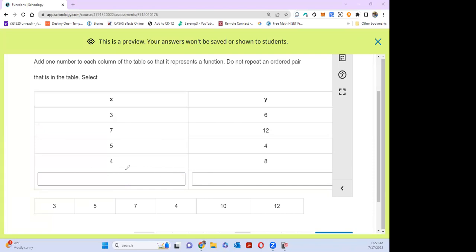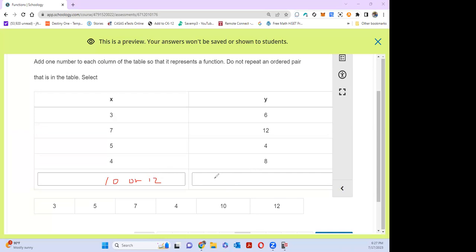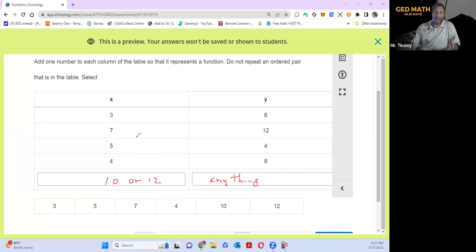10 or 12. Well, you could put 10 or 12. You could put any number. How do you know that? Because remember, for every X, there's only one Y. Since 3 is already taken, it can't be a 3. It can't be a 7. It can't be a 5. It can't be a 4. This is why Sharon said you could put 10 or 12 there. Not both of them, one or the other.